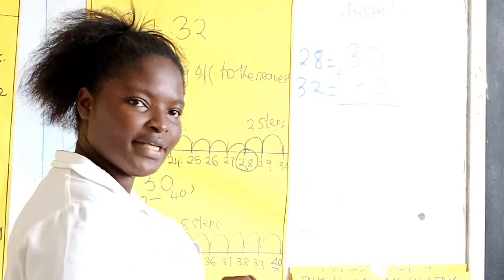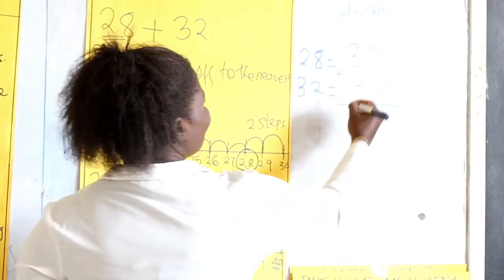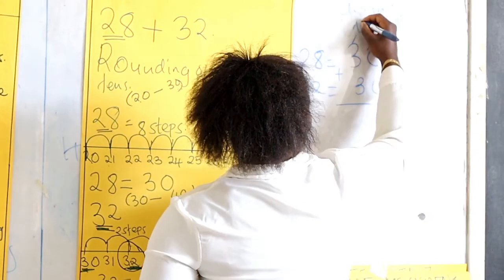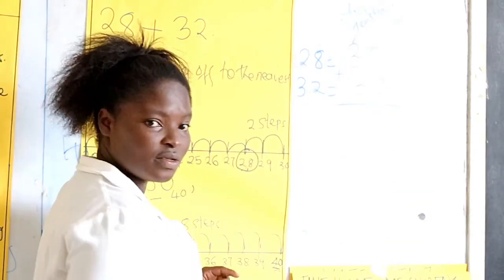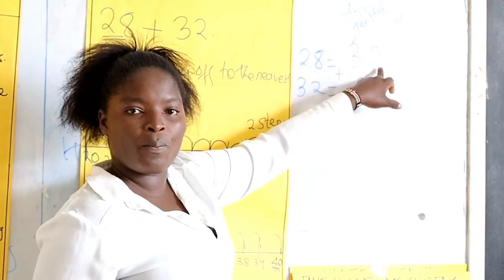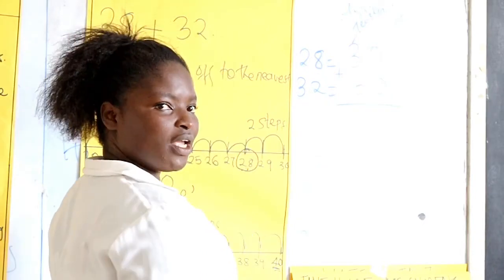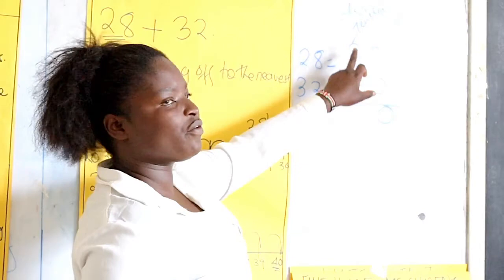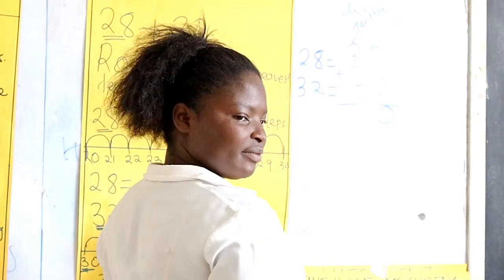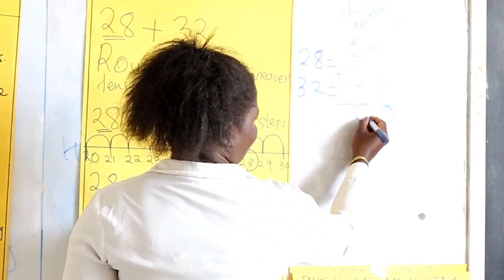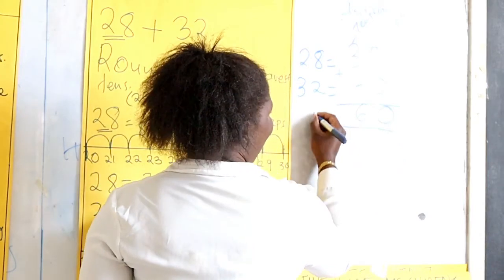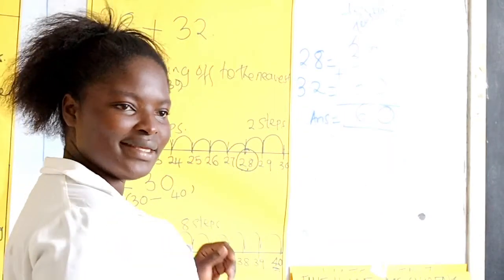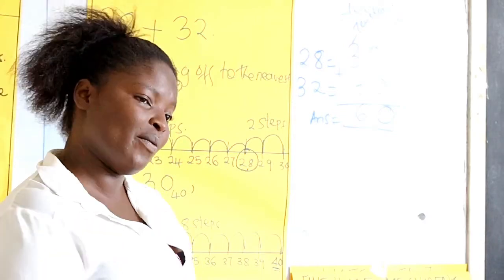Remember, learners, when adding, we start with this part, which is ones, then tens. Learners, what is 0 plus 0? Very correct, 0. And what is 3 plus 3? Very correct, 6. So our answer is 60. Our answer is 60. Understood?